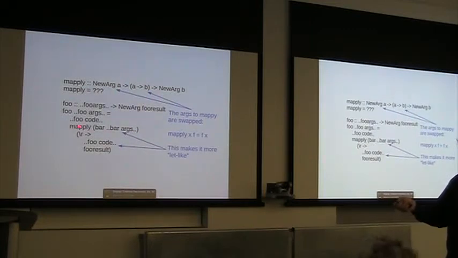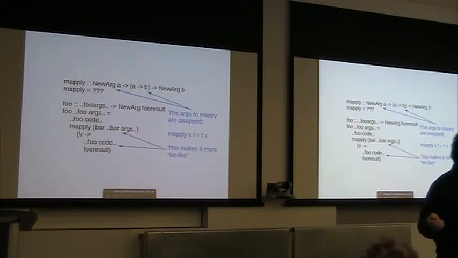So we can go mapply, here is bar. We've applied bar to too few arguments here. Remember, bar still takes the new argument. So applying bar to too few arguments here means we get back a function that will take an argument.